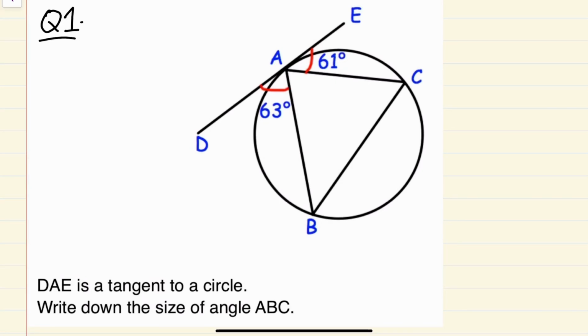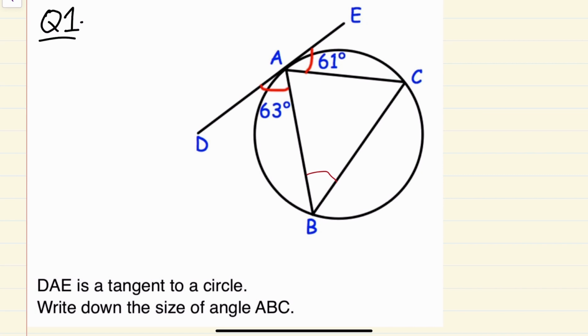Okay, this video is on circle theorems. This first question says DAE is a tangent to the circle. Write down the size of the angle ABC. So first of all, the angle we're looking for is here, ABC. Now this is an alternate segment theorem question.